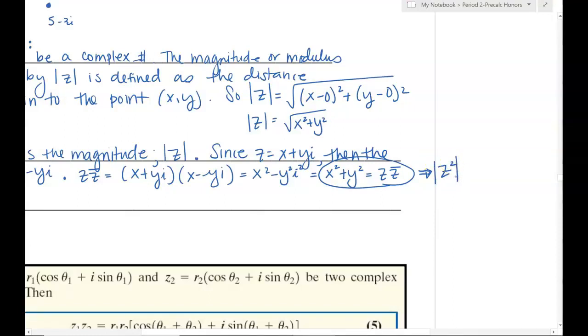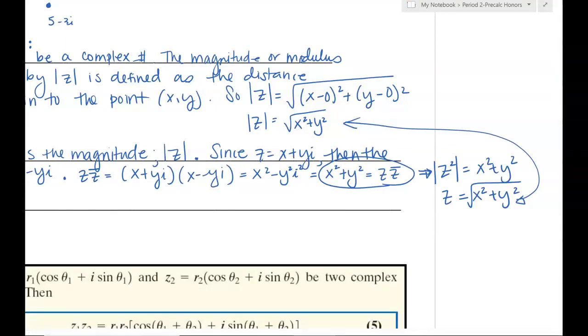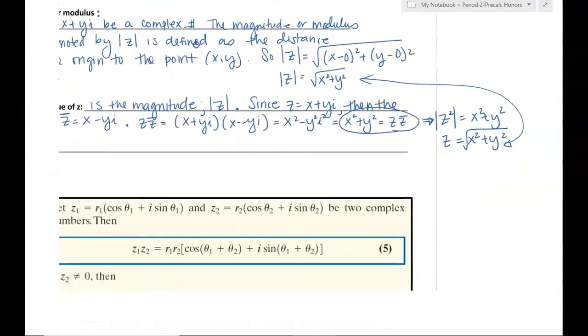So technically we can write |z| squared, which equals x squared plus y squared. But what if we want to take the square root? Well, would you agree then that the square root gives us back |z| equals the square root of x squared plus y squared. Now, this is just one more way to look at how we come up with the formula for the distance, aka the magnitude, aka it's the same formula for the radius, okay?